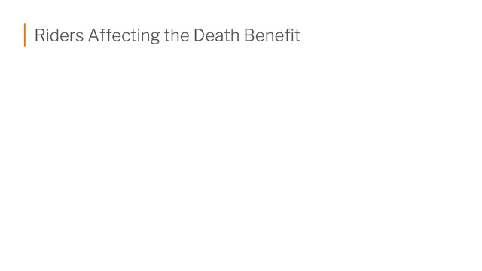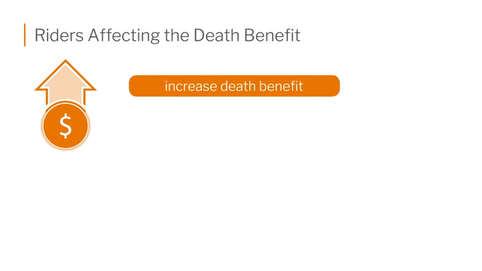There are riders that affect the death benefit. Let me give you kind of an overview real quickly here, and then we'll go into a little bit more detail on each of these. So, for example, riders that increase death benefit is something called AD&D. It pays double or triple indemnity if you die because of a direct result of an accident. We'll get into that in a moment.